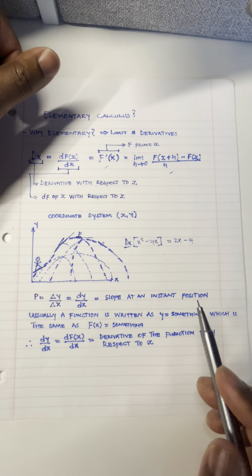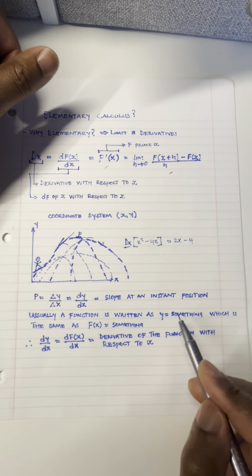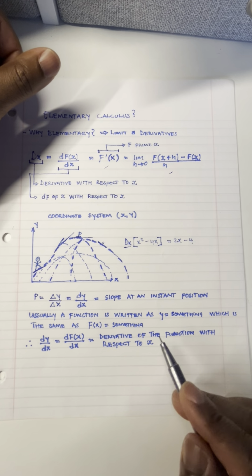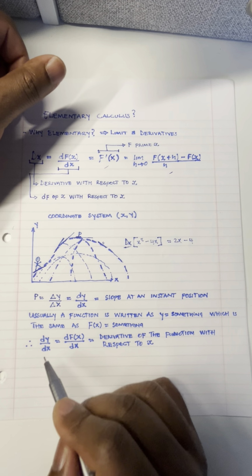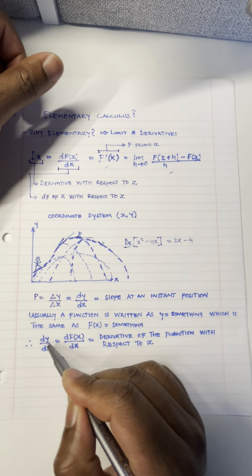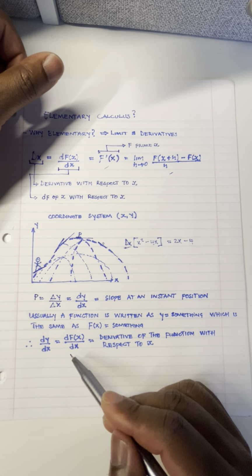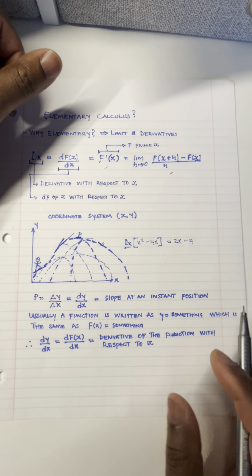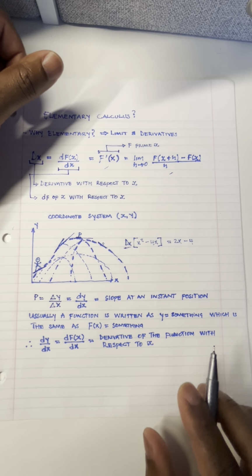Usually the function is written as y equals to something. Any function is written as y equals to something, or it's written as f of x equals to something. Therefore, based on that, when we're taking a derivative, we use dy over dx, df of x over dx. This is the derivative of a function with respect to x. X is a position.